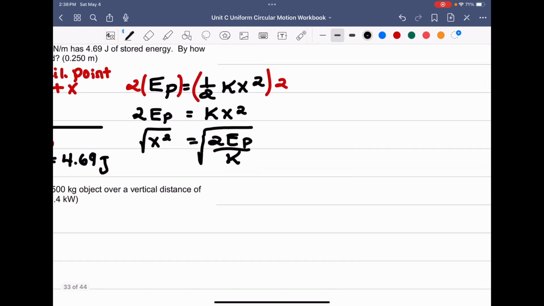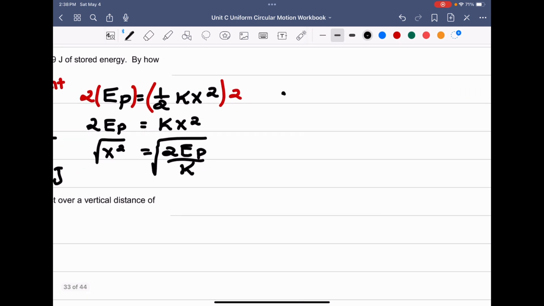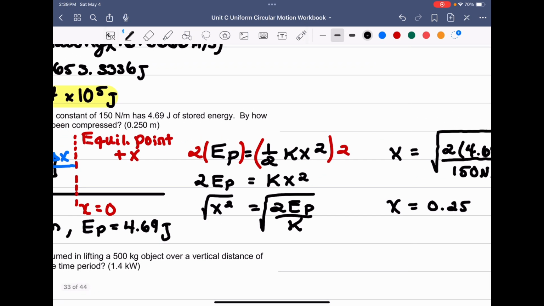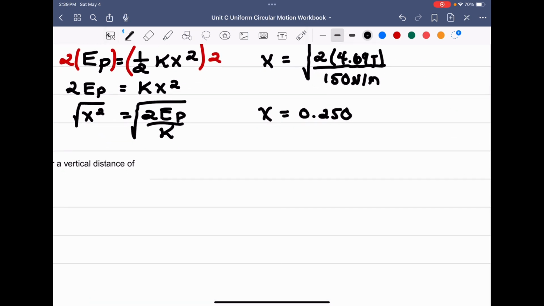And so when we actually put this in here, oh, I have a lot of room here. X is equal to the square root of, I'm going to start off with the numerator, 2 times 4.69 joules. There we go. And then divided by, in the denominator, 150 newtons per meter. There we go. X value, which is equal to, I end up getting that this is 0.250. And I should check for significant digits. Yes, it's 3. So I'm going to write 0 after this. Done. There we go.